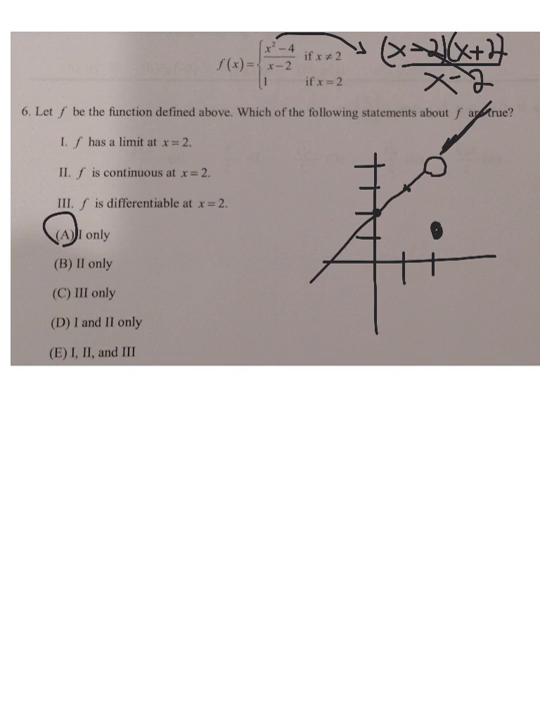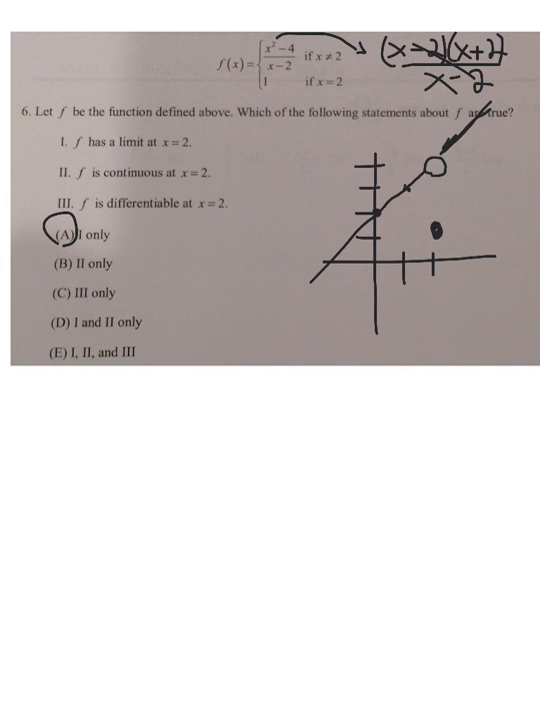So let's look at the Roman numeral 1. It says that the function has a limit at x equals 2. It does, because the limit coming from the left equals the limit coming from the right. Okay, remember, it doesn't have to actually be a closed-in circle here, so that's true.